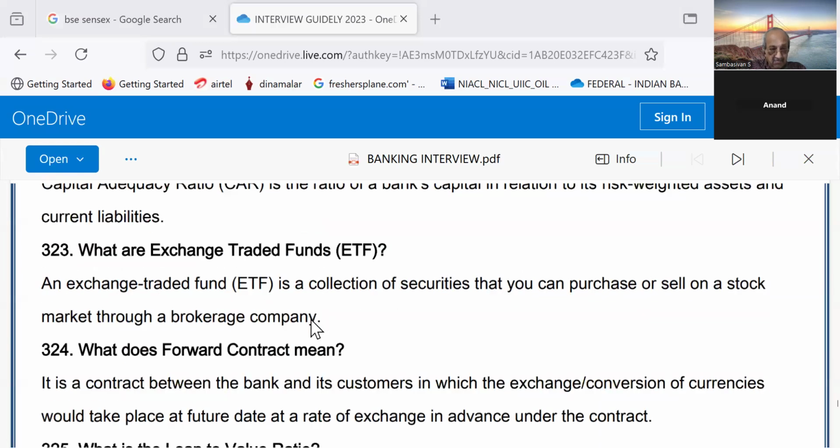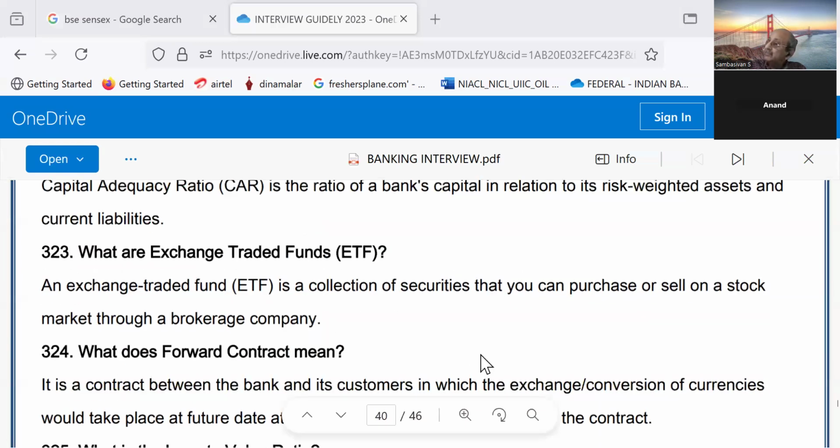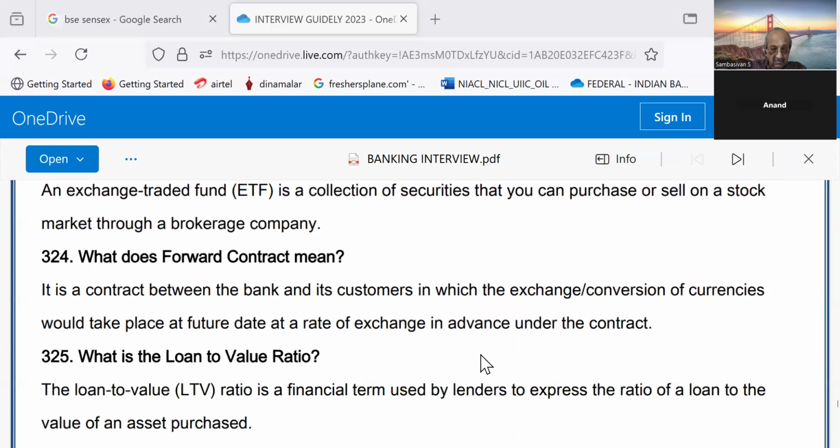And what are exchange traded funds? An exchange traded fund or an ETF is a collection of securities that you can purchase or sell on a stock market through a brokerage company.